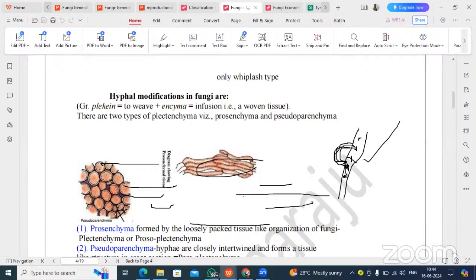We discussed only one fungal group, Mastigomycotina, that has flagella. The remaining fungi have no flagella. That was already discussed, even in the practical class, in the introduction. Only the Mastigomycotina, that means Chytridiomycetes, the fungi that have flagella.